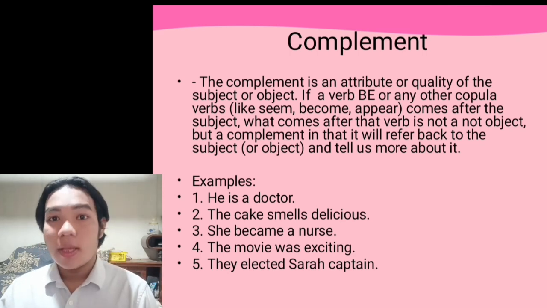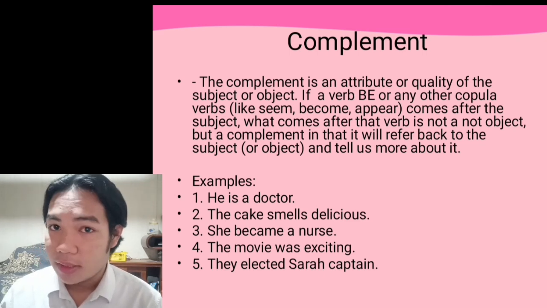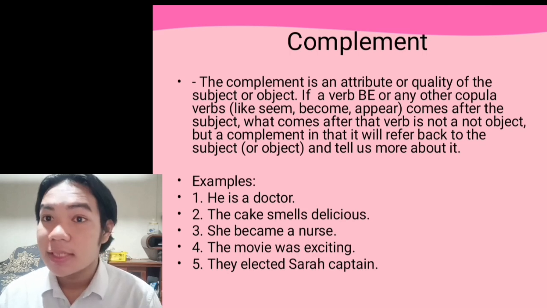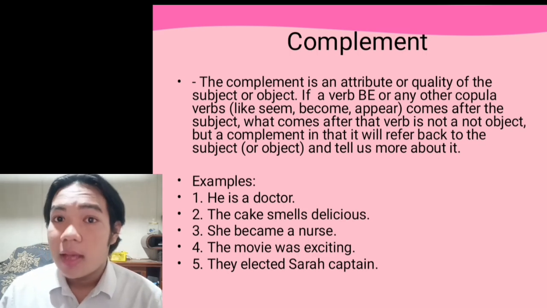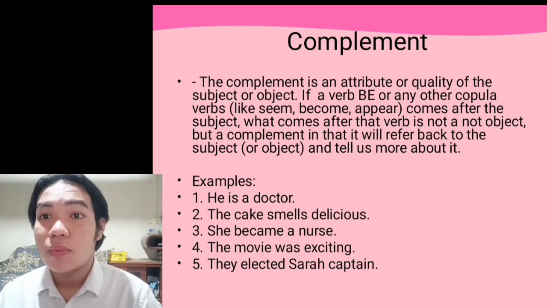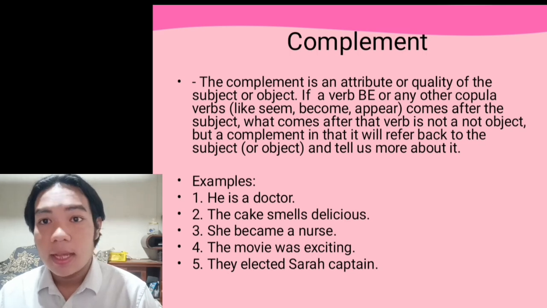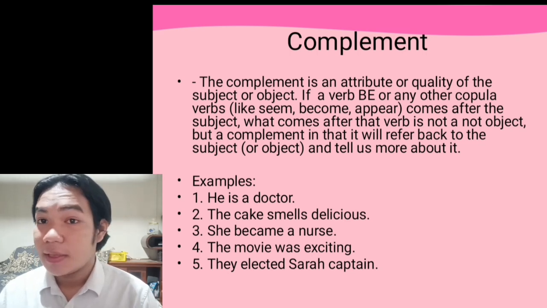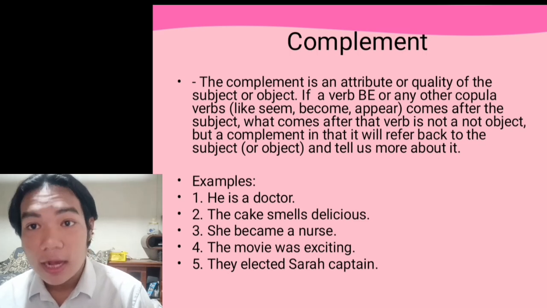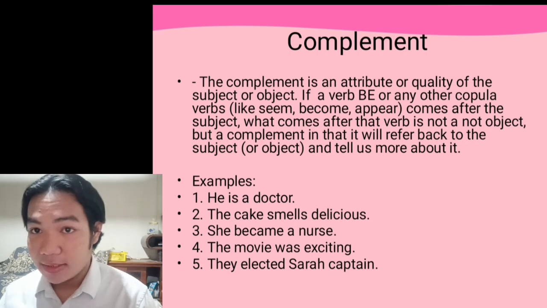For example, he is a doctor. A doctor completes the subject. Next, the cake smells delicious. Delicious describes the cake. She becomes a nurse. A nurse tells what she became. The movie was exciting. Exciting describes the movie. And the fifth is they elected Sarah captain. So captain tells what Sarah was made.